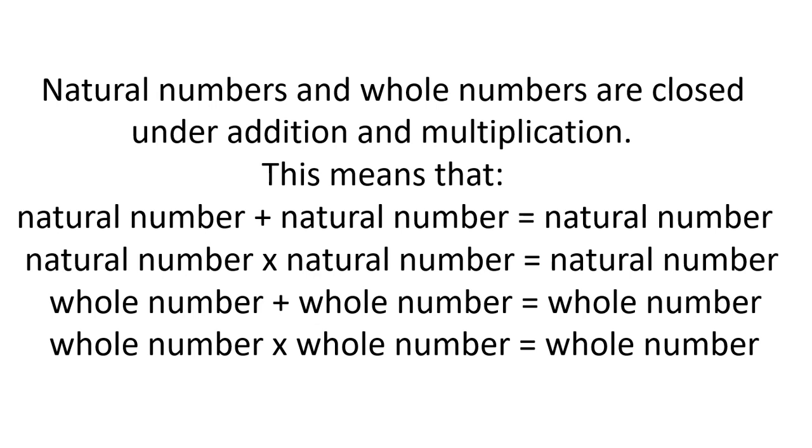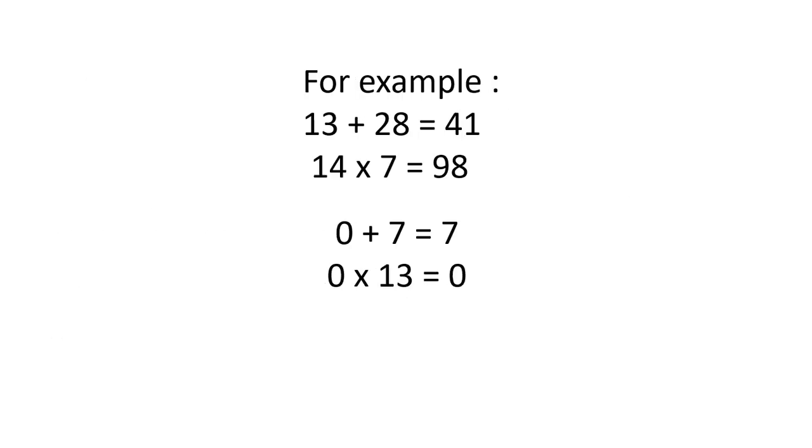Let us do one example each for these situations. 13 plus 28 is equal to 41. 13 is a natural number, 28 is a natural number. When we add the two, we get 41, which is a natural number. 14 is a natural number, 7 is a natural number, so 14 into 7 is equal to 98. So when you multiply two natural numbers, you get 98, which is again a natural number.